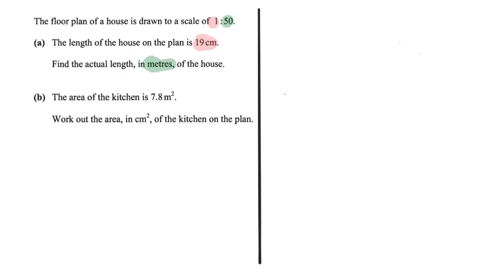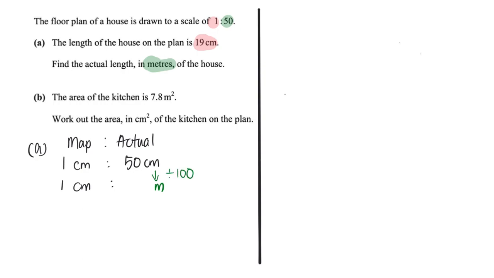So this is what Mr. Tan will do. Mr. Tan will actually go back to the question. Map is to actual with 1 cm is to 50 cm. And since they want the answer in meters, I would convert the 50 cm into meters. By dividing by 100, that will give me 0.5 meter.